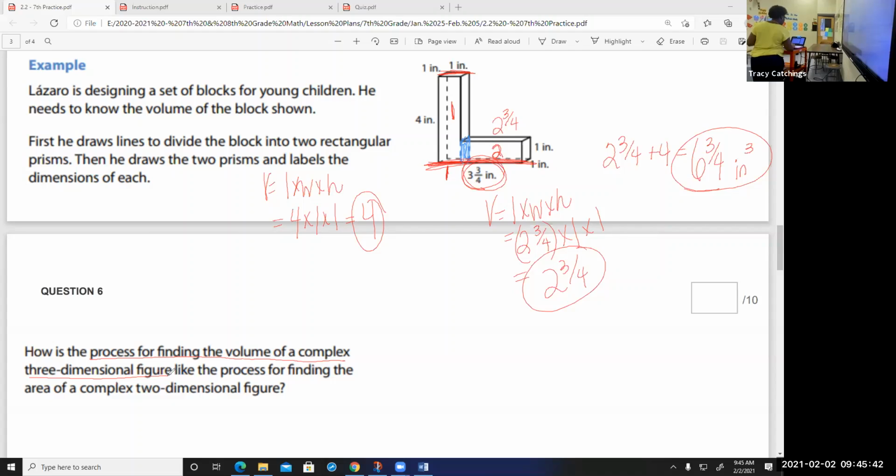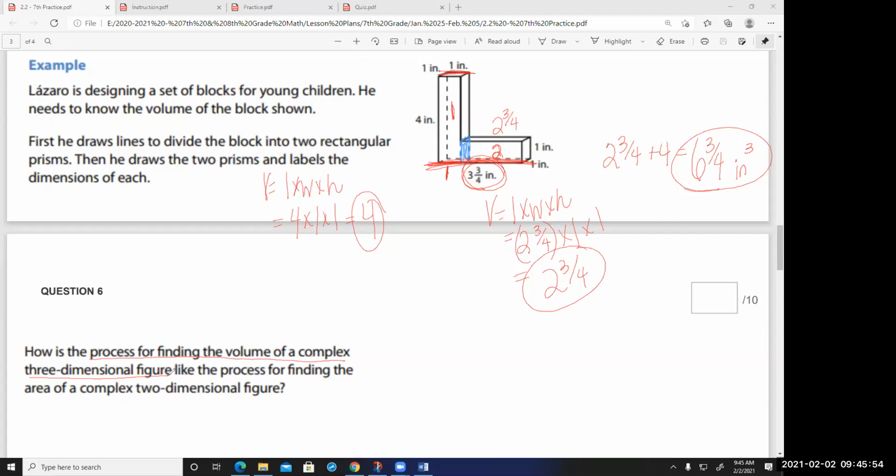How have we been finding the volume? The garage. These blocks. Are we just looking at it? We break the shape down, we break the figure into 2 shapes, and then we find the volume of each shape and add it together. Thank you, Kennedy.